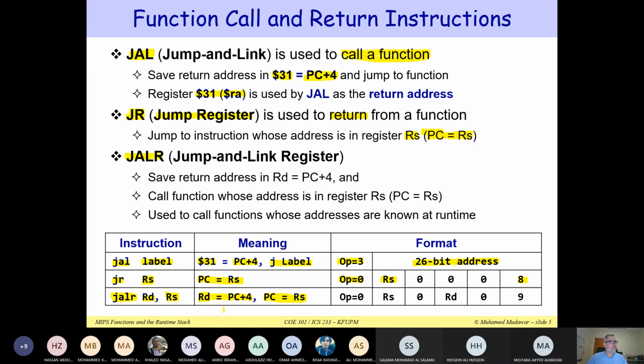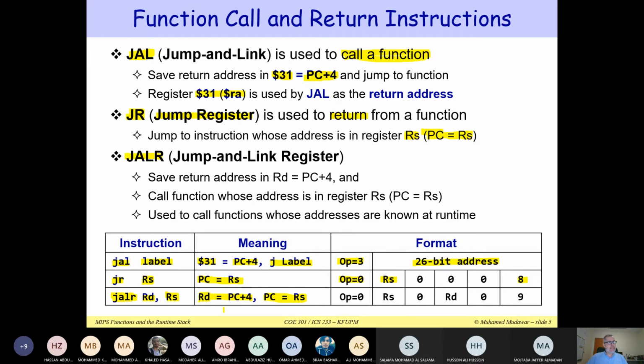Yes, Mustafa. Because in the previous lecture, you showed a function that uses V0 and A0. Yes, so we're going to use A0 and V0. We use A0 to pass an argument to a function. We use V0 to return a value from a function. And we can use register 31 to store the return address of a function. This is where we would like to jump when we return from a function.